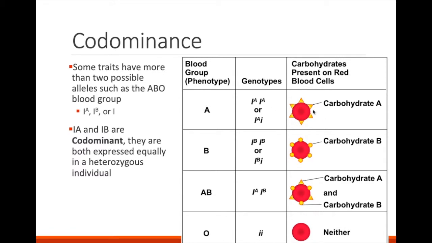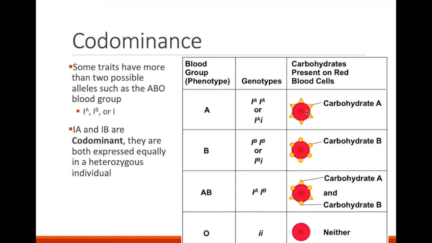So ABO blood groupings have 3 alleles instead of 2. Big I-A and big I-B that are both dominant, and then little i, which gives the phenotype O, which is recessive. So let's look at the blood groups. On the right in the graph, if you have big IA and big IA, or big IA and little i, then you have blood type A.